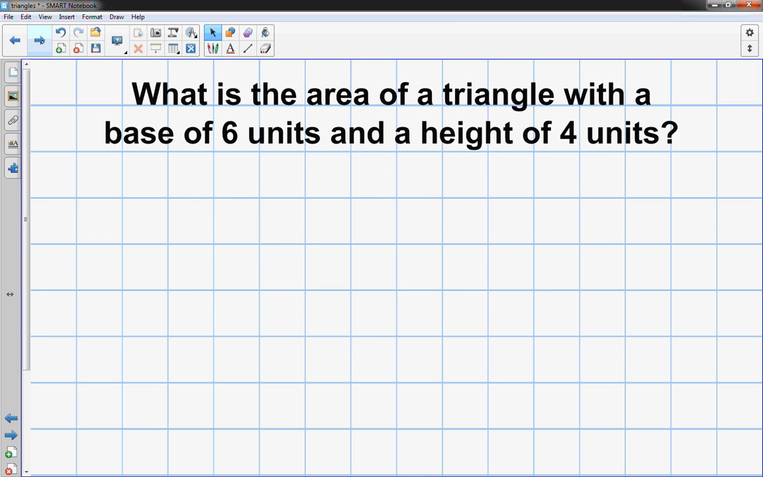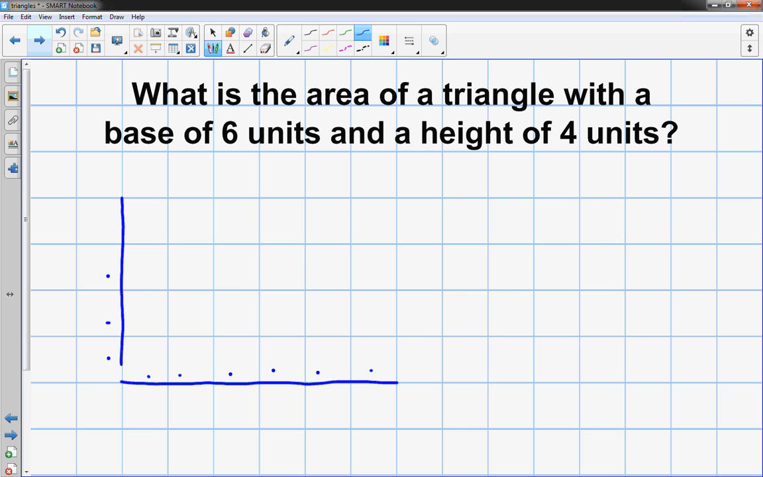Let's try another one. What is the area of a triangle with a base of 6 units and a height of 4 units? So we'll start out drawing the base. Should be 6. I think that's 6. 1, 2, 3, 4, 5, 6. And a height of 4. 1, 2, 3, 4. So that's 4. Make a habit of labeling them.